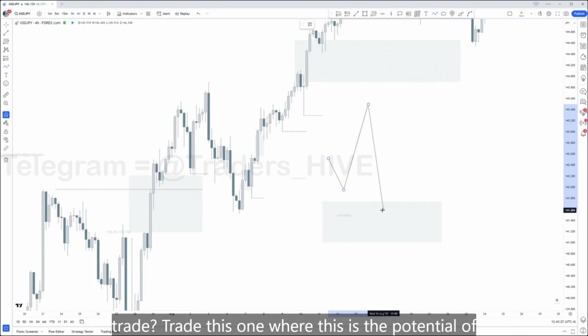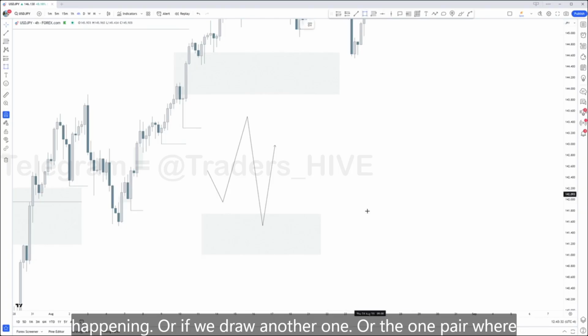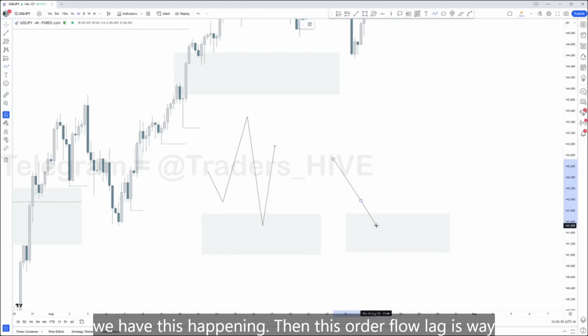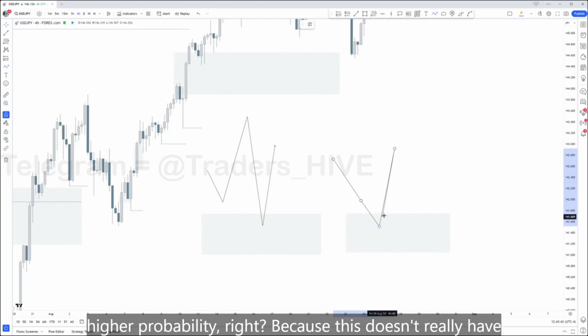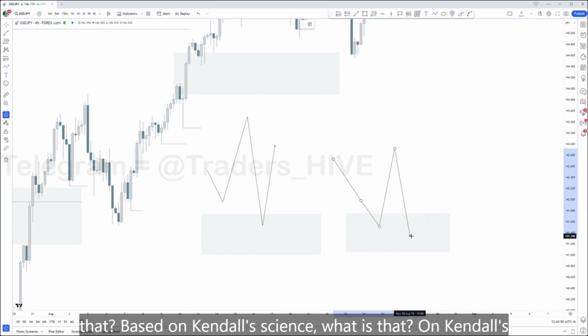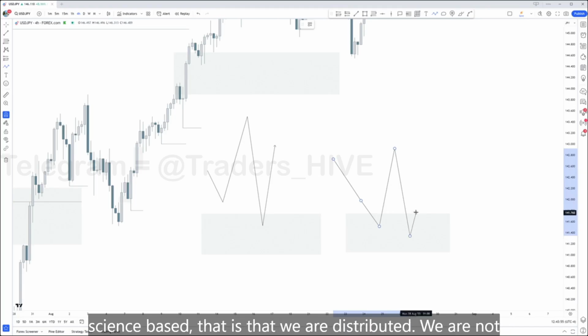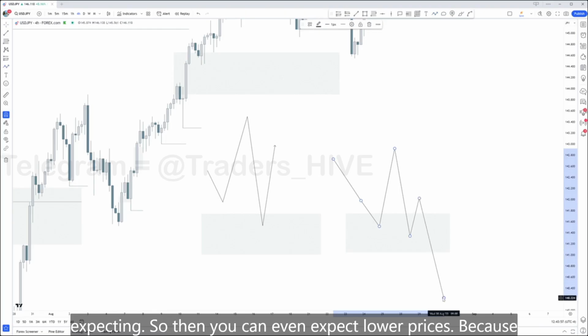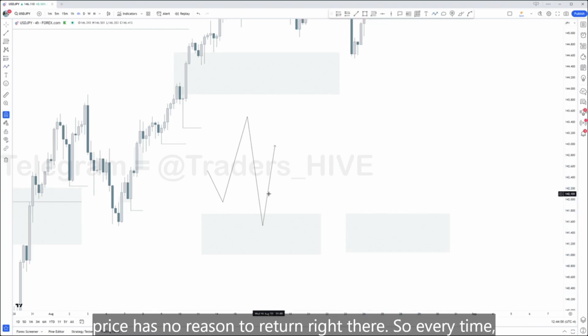This one, where this is the potential of happening, or if we draw another one, the one where we have this happening, then this order flow lag is way higher probability, right? Because this doesn't really have a chance of sweeping again. And if it does, then what is that? Based on candle science, that is that we are disrespecting. So then you can even expect lower prices, because price has no reason to return right there.